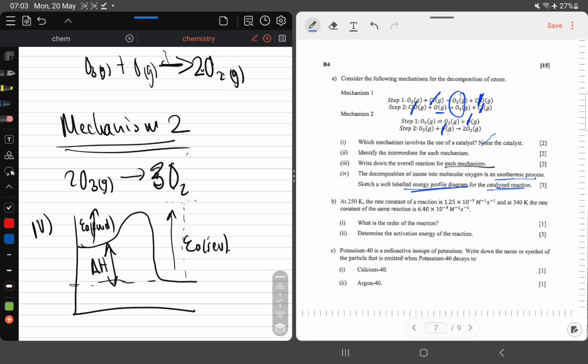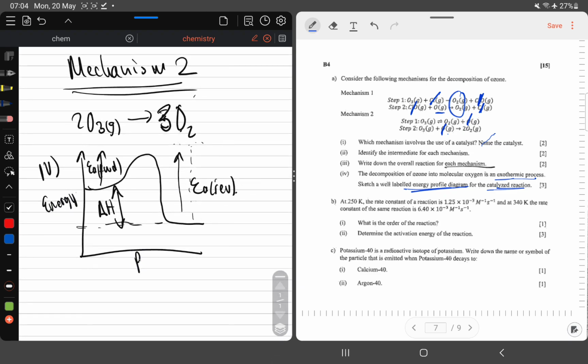And then what else do we need to put? Okay, you can put the things. So you're doing the decomposition of ozone, right? So yeah, you can put the overall reaction, you can put the reactants and the products if you want. Okay? The decomposition, three marks, but basically you've put your things. Don't forget to put the units. Here is going to be energy, then here it is going to be progress of reaction. Okay, and that's done.